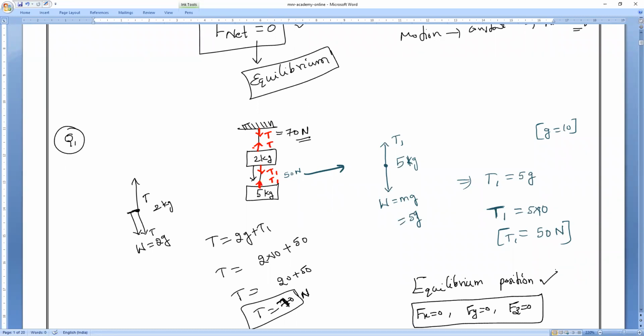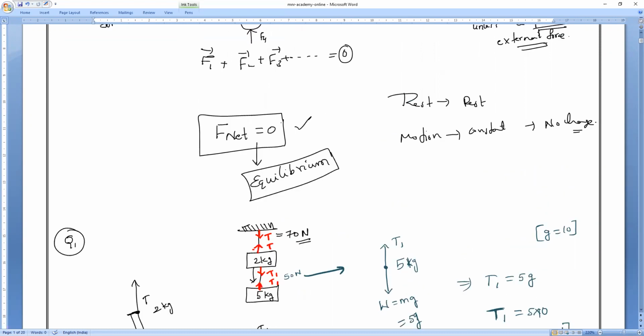So the resultant force, the net force, is equal to how much? F net is equal to 0. That is what you have to remember. Understand? Any doubt, anybody can ask.